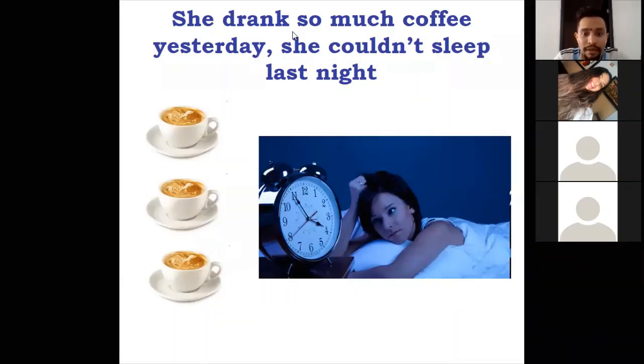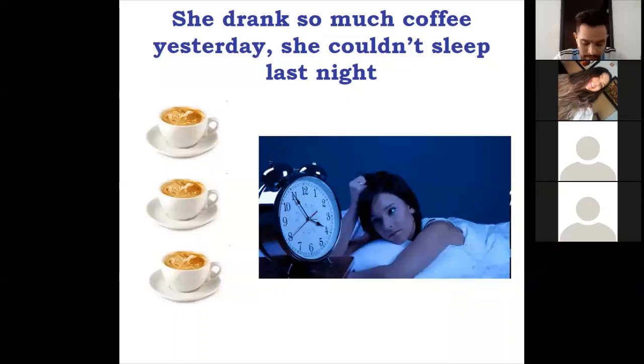Okay. She drank so much coffee yesterday. She couldn't sleep last night. Take a look at here. It's night. It's late at night. Take a look. It's almost 4 in the morning, and she's still wide awake, right? She's still up because she drank so much coffee the previous night. So, conditional type 3. If she hadn't drunk so much coffee yesterday, she would have slept last night.